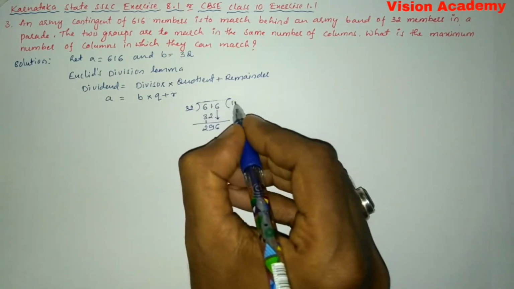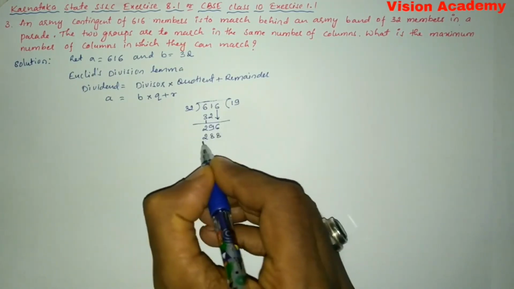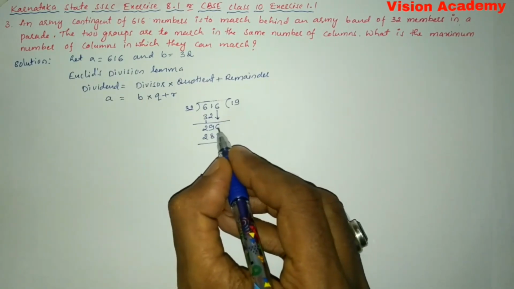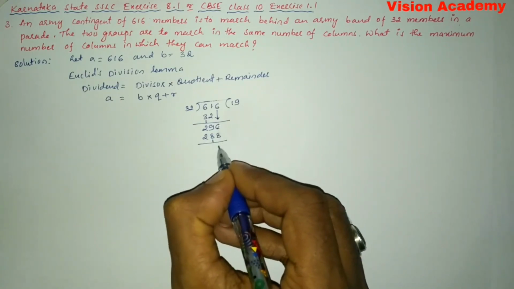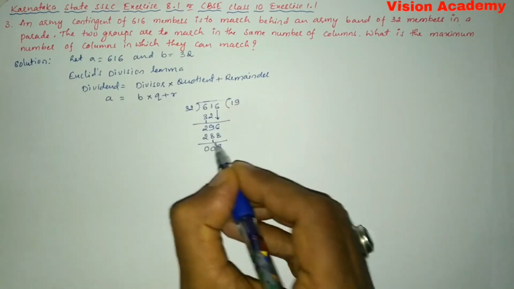Here 32 9s are 288. Now let us subtract this. Here we will subtract. Let us take carry 16 minus 8 gives us 8. 9 minus 9 is 0. 2 minus 2 is 0.